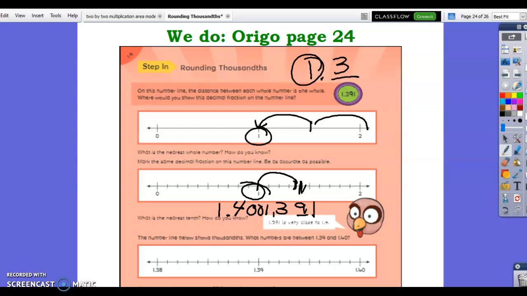On the number line, it shows the thousandths. What would be between 1 and 39 hundredths and 1 and 40 hundredths? So what would be in between there? If I were to write my thousandths, it would be 1 and 395 thousandths. Just make sure that you have those written in your notes.